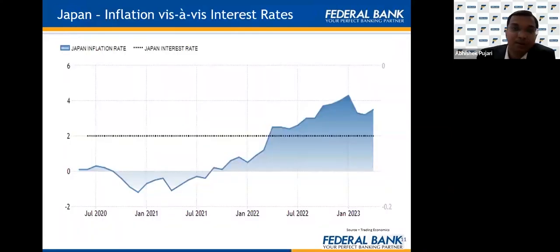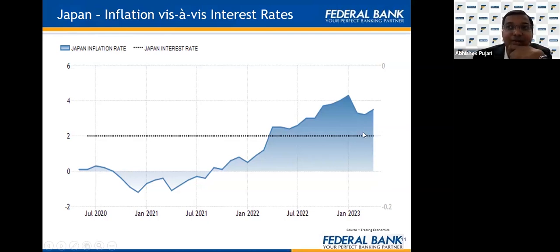Moving on to Japan. In Japan, this chart again shows inflation against interest rate. The left hand axis shows the Japanese inflation rate, while the right hand axis shows Japan's interest rate. Same story in Japan as well. Inflation peaked in Japan in January 2023, this year itself, at around 4.3%, with last month's reading coming in at around 3.5%.